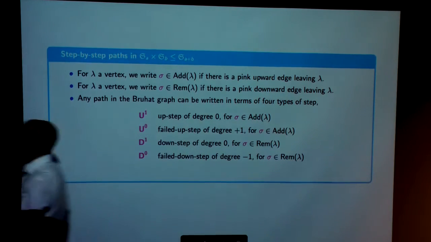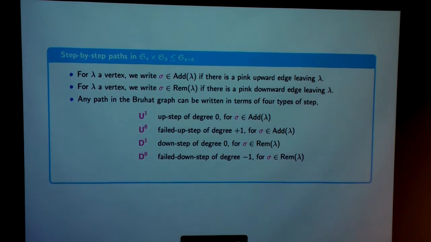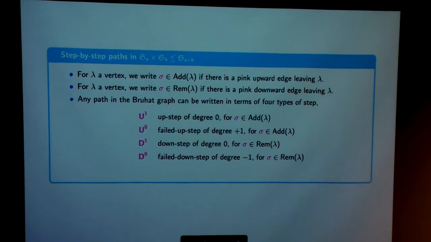So I'll draw them here. U1 is that, U0 is that, D1 is to go down, remember, and D0 is fail to go down. And they have degrees +1, -1, and 0 otherwise.